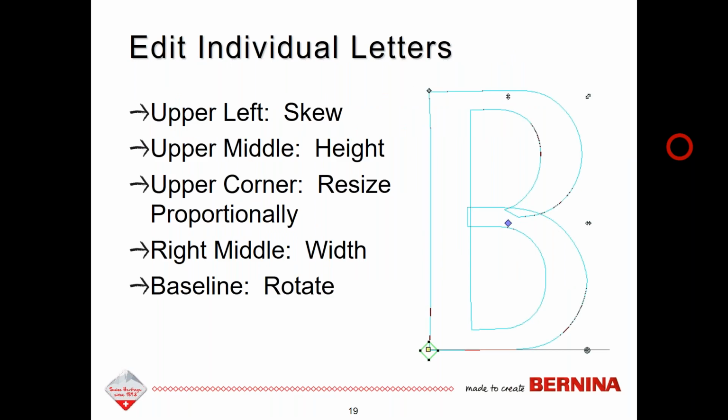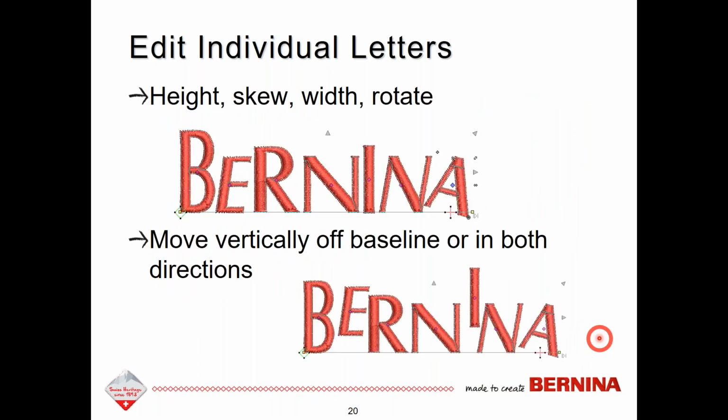Now here I've eliminated the stitches so you can see those individual reshape handles a little bit better. So this one skews, this one changes the height of the letter only. This will resize the letter proportionally. This one will affect the width of the letter, and this will rotate. So you have all those fun symbols to play with. And what that amounts to is you can take a word and do all different things to it, to play with the letters and make a design of your lettering.